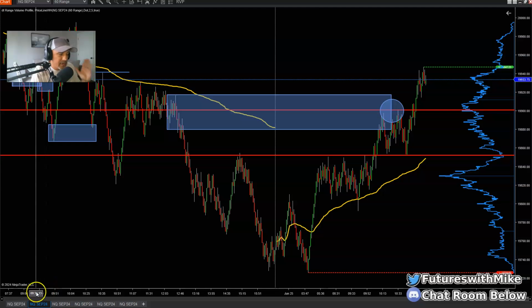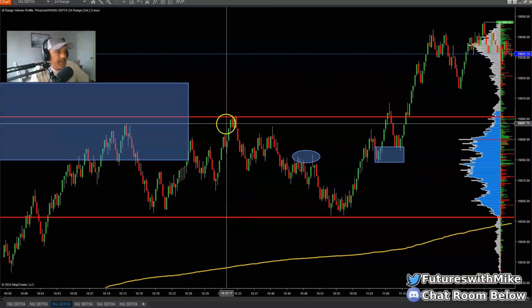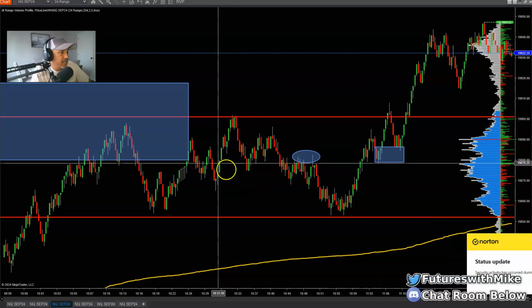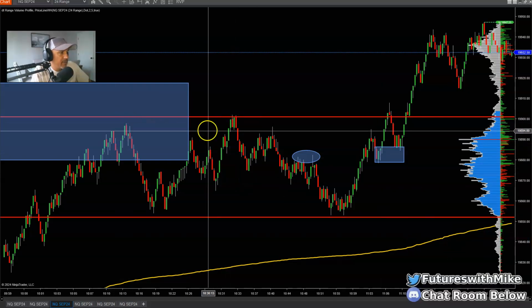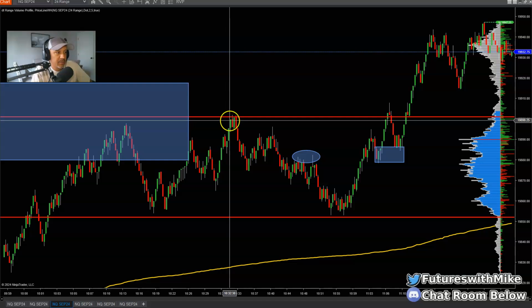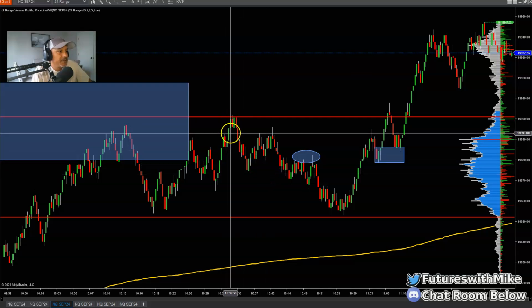Now, if we move down to the 24 range, one chart lower, what you see is, as I just showed you, this was that area on the 60 range where it broke and swept liquidity above here. But this is actually a break and close on the 24 range. So if I'm trading off my 24 range chart, then I'm not going to be interested in taking a trade short until it shows me that it starts to break through some area structure to the downside.